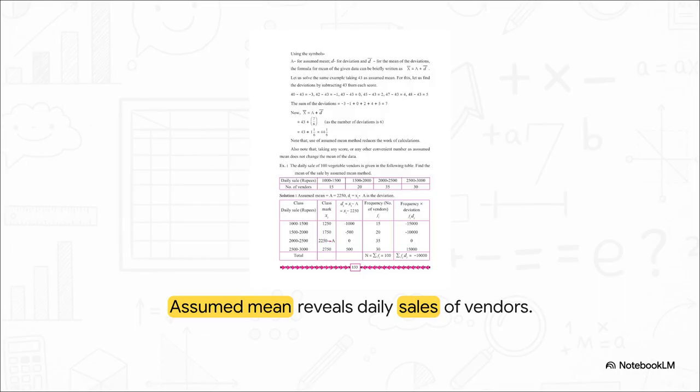Look at the daily sales numbers. 1,000, 1,500, 2,000. Multiplying these directly by the number of vendors would be quite exhausting, right? But by taking 2,250 as our assumed mean, notice how the massive daily sales numbers shrink. Look at the deviations in the third column. They become much more manageable numbers, like -1,000, -500, and 0. Now our multiplications are significantly easier to handle.